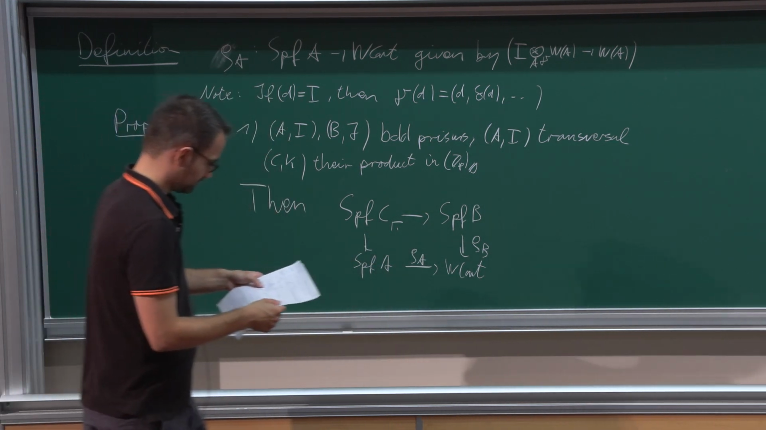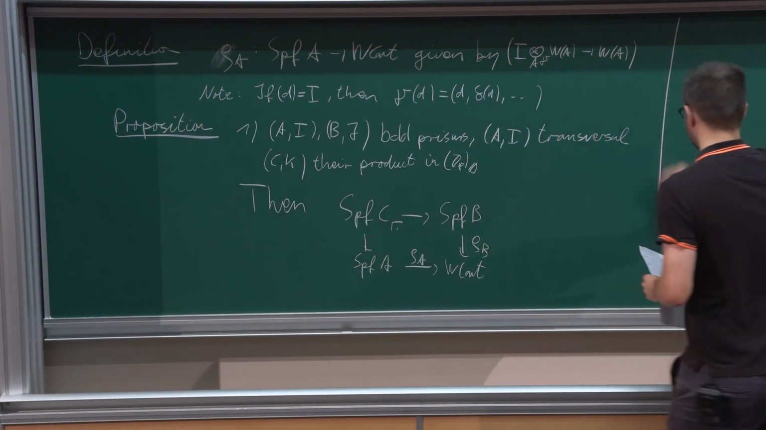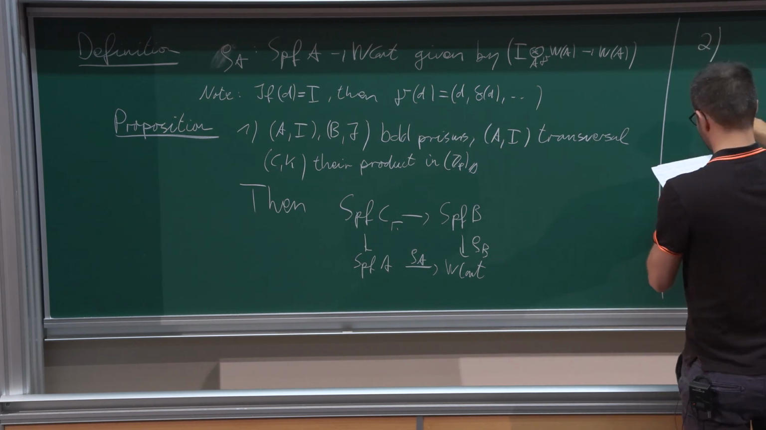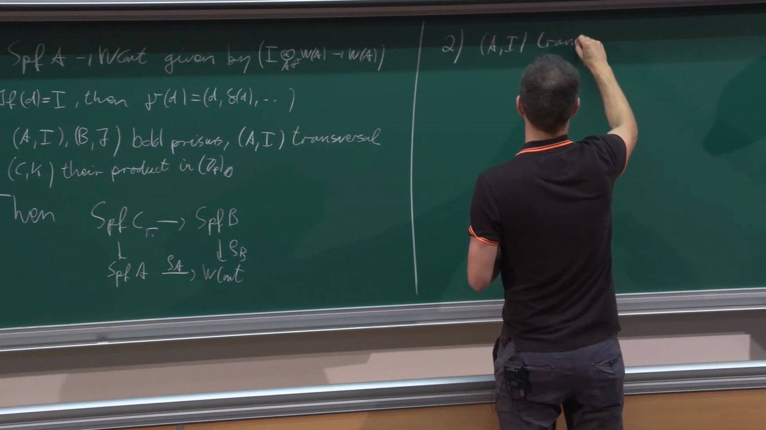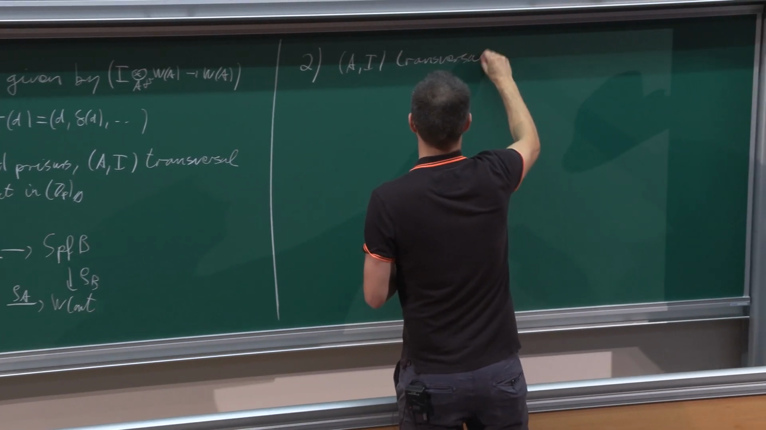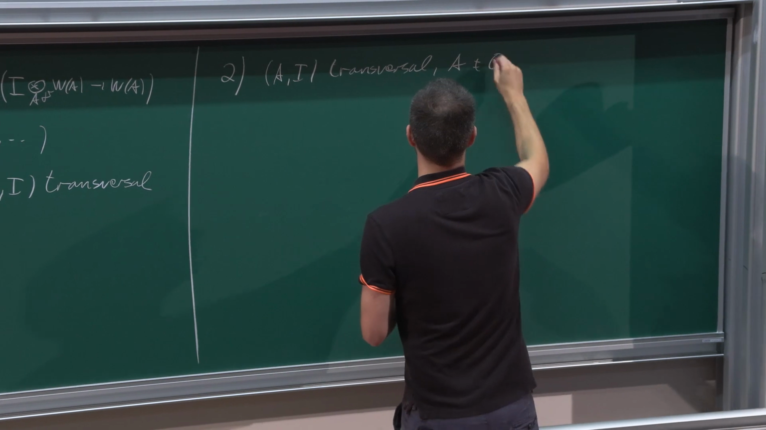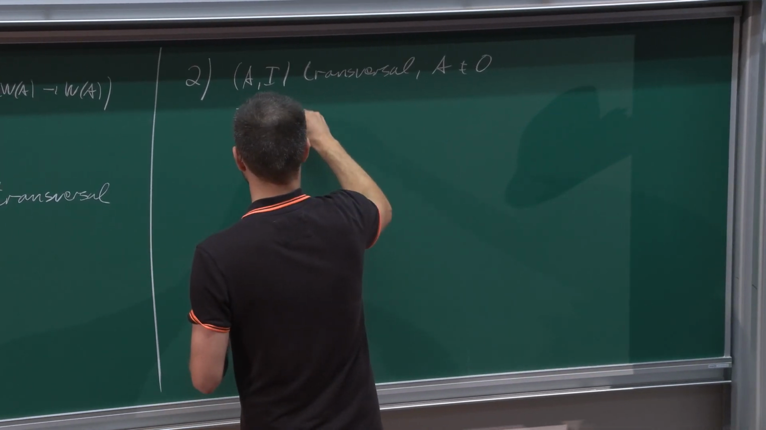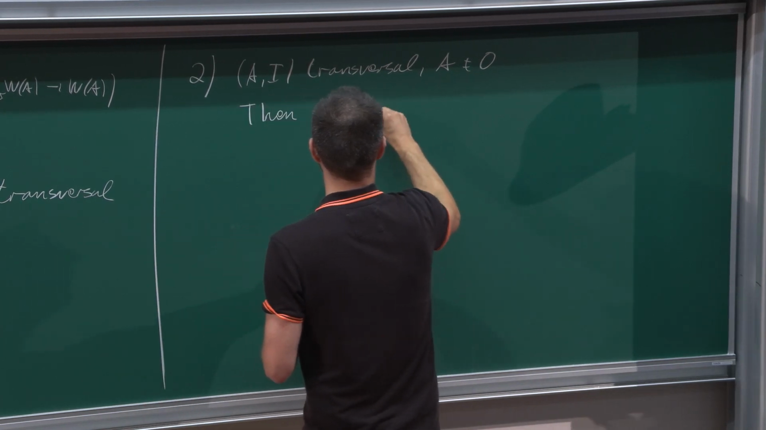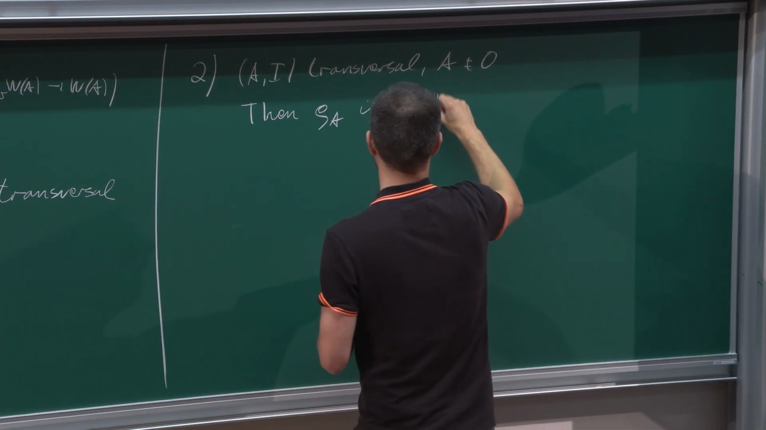And then if (A, I) is transversal and say A is not zero, then this morphism rho A is faithfully flat.